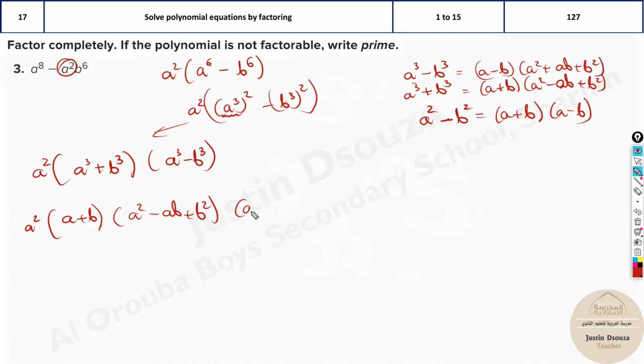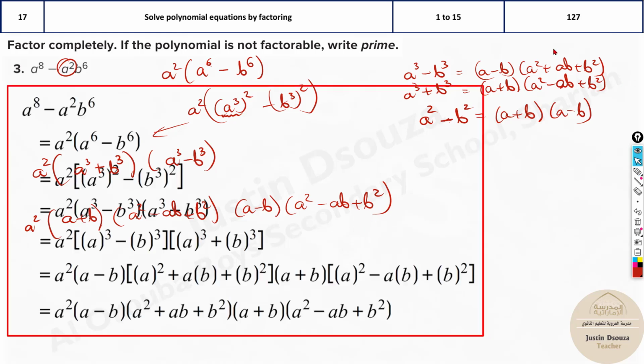And what about over here? It will be A minus B. Here it will be A squared plus AB plus B squared. So this would be the simplification. So that is how we can expand this.